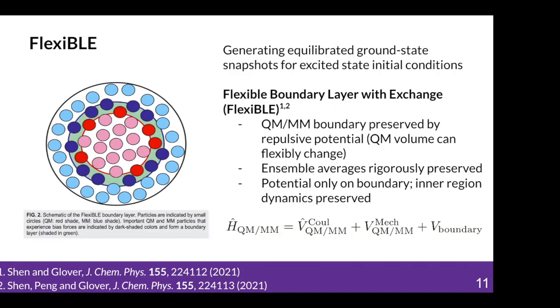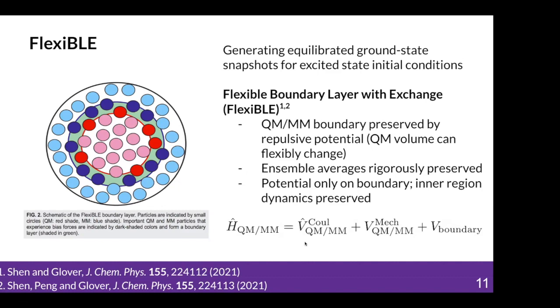So we developed what's known as the flexible boundary layer with exchange. This is, again, a constrained QMMM approach. So the boundary potential preserves the partitioning of the QMMM atoms through this repulsive wall, and allows the QM volume to flexibly change. It's important that we have constructed this potential in such a way that ensemble averages are rigorously preserved. And because the potential acts only on a very narrow layer of the QMMM boundary, the inner region dynamics are preserved.